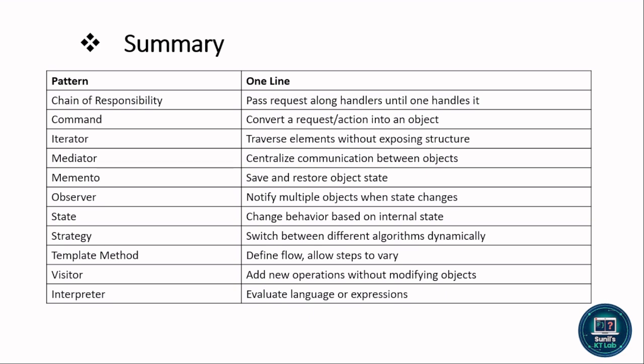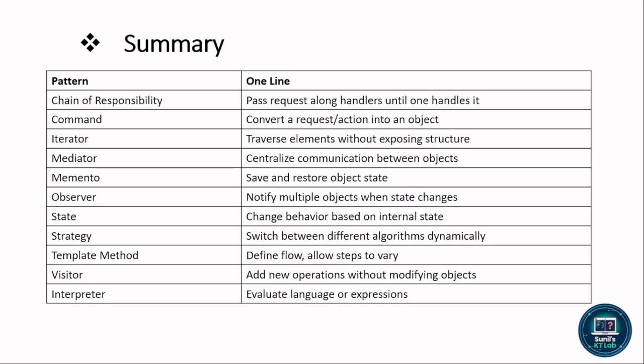Third, iterator: traverse elements without exposing structure. We have seen in the list structure where we traverse elements from the list without exposing the list. Fourth, mediator: centralized communication between objects. We can understand it with the example of chat room groups, where we have defined the groups and everyone posts their message into the chat and other people get notified.